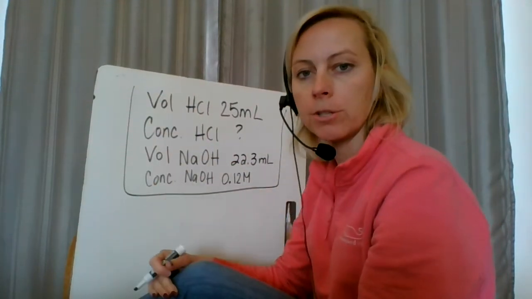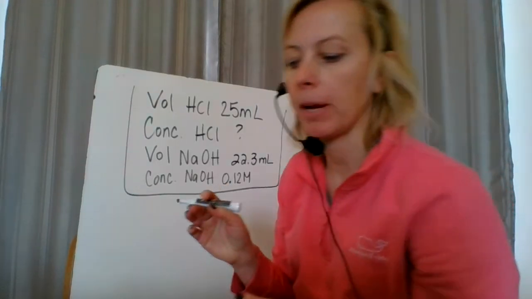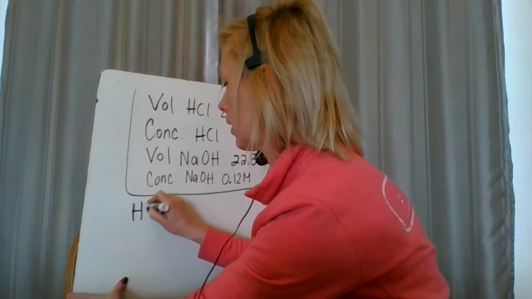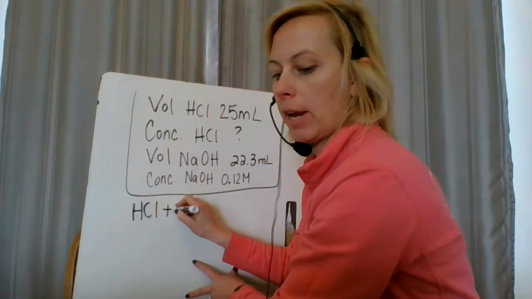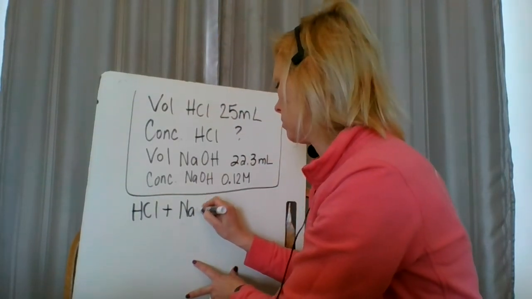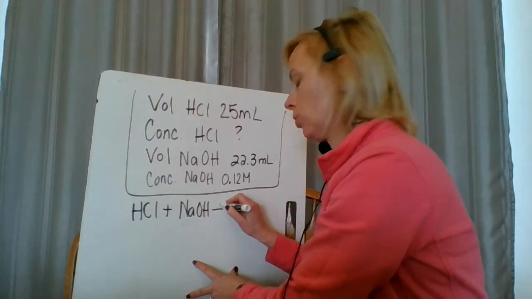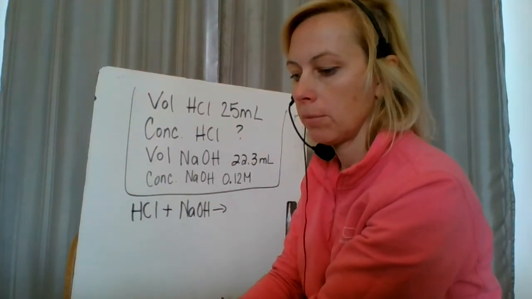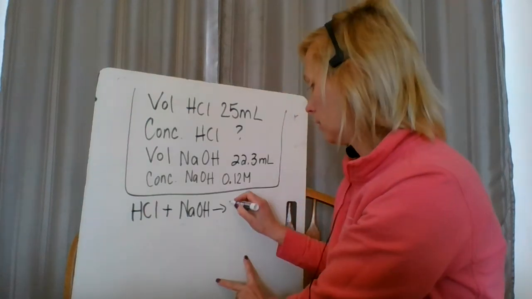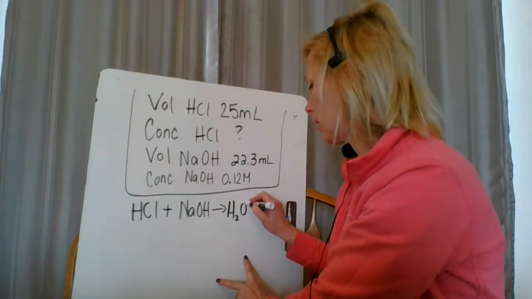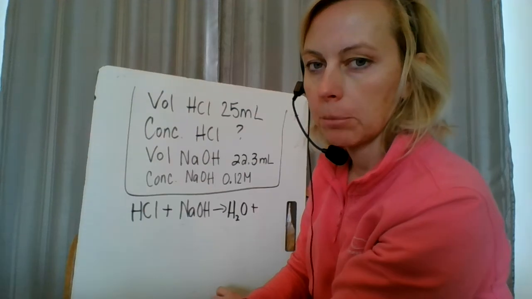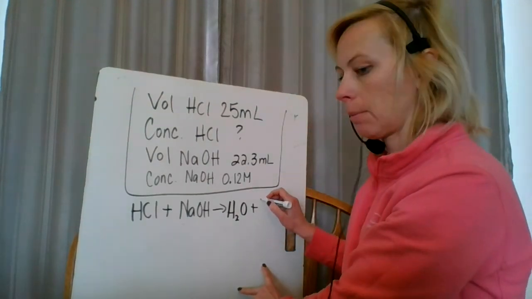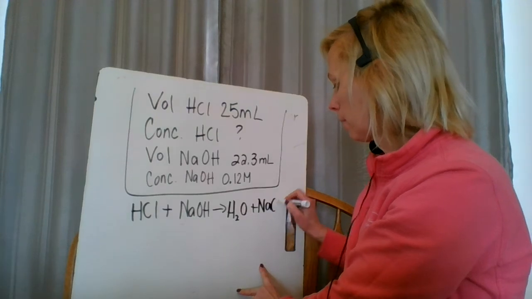Step 1 walks you through it and says, okay, now write the balanced equation for that reaction. So you have hydrochloric acid, and you're reacting it with sodium hydroxide. You then have to assume that one of the products is going to be water, HOH, or we can rewrite that as H2O. And your second product is going to be an ionic compound, NaCl.